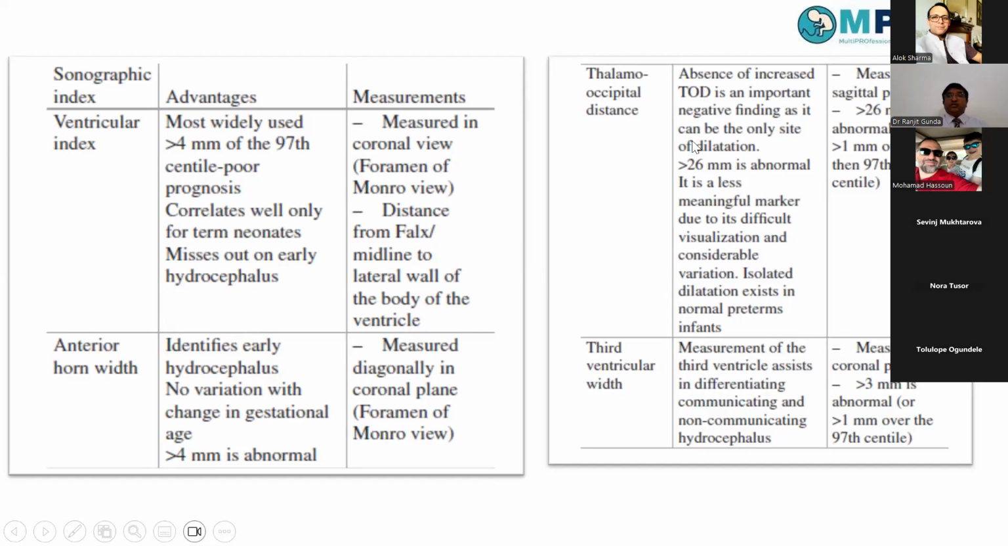Occipital horn, either more than 26 millimeters is significant, or more than 1 millimeter over the 97th centile. Third ventricle, more than 3 millimeters in size, or more than 1 millimeter over the 97th centile. So these are four common measurements that will be helpful for us to go further.